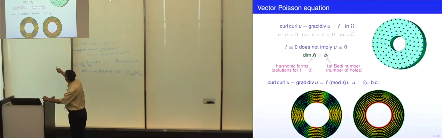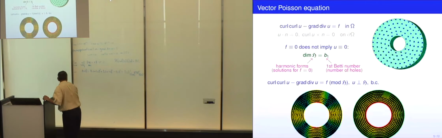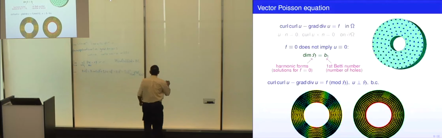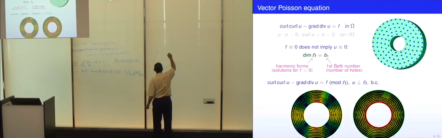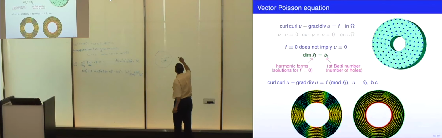This boundary value problem does not have a unique solution if the domain is not simply connected. It's not true that if f is 0 and the boundary conditions are 0, then u has to be 0. And that's easy to see. Take your annulus, use polar coordinates, r and theta, and take u to be the gradient of theta.